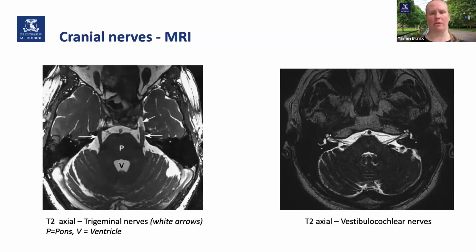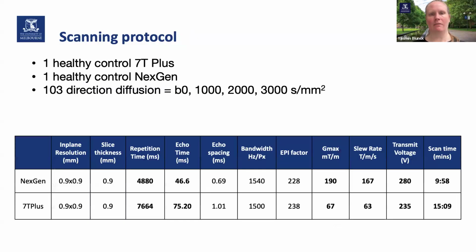So in this work, we looked at whether we could overcome parts of this by using the Impulse high-performance gradient system of the NexGen 7T scanner. The idea was that faster diffusion encoding and obviously a concomitantly shorter echo time would help to boost not just the signal, but also reduce susceptibility-related artifacts and hopefully allow us to get a good diffusion signal from these very small cranial nerves. We've only started scanning.